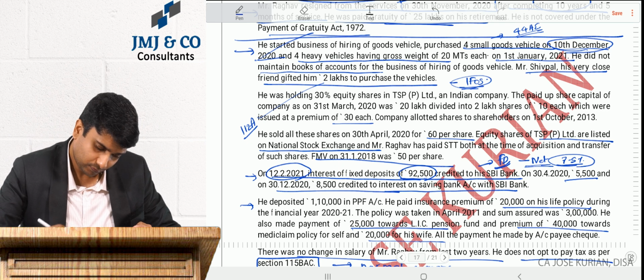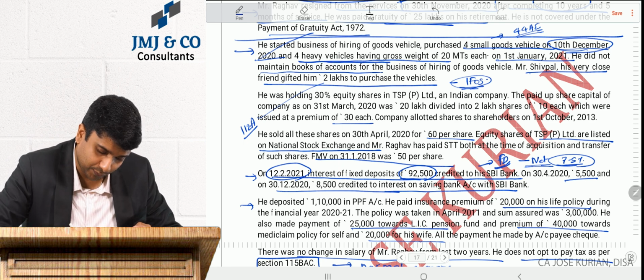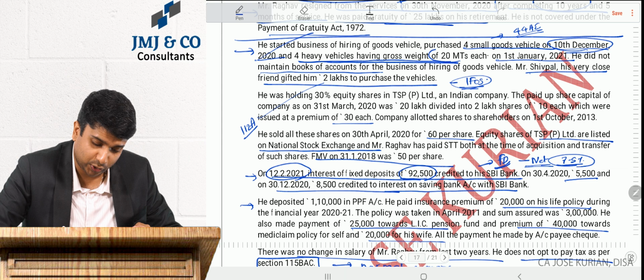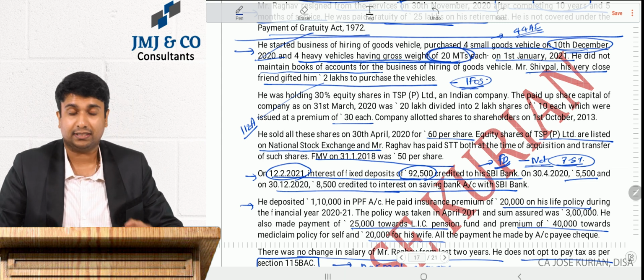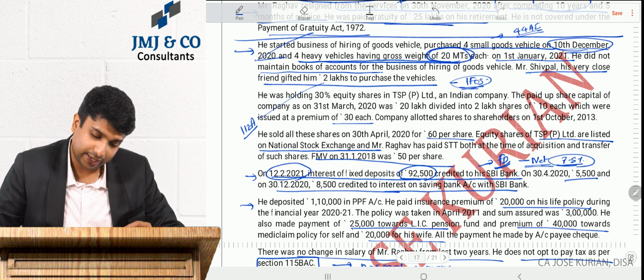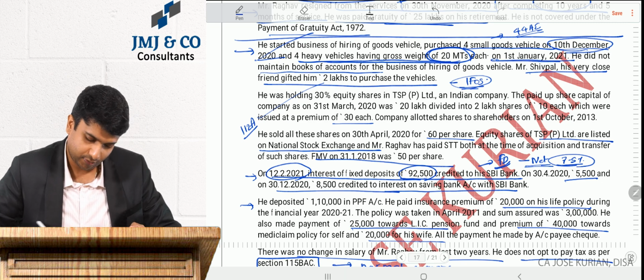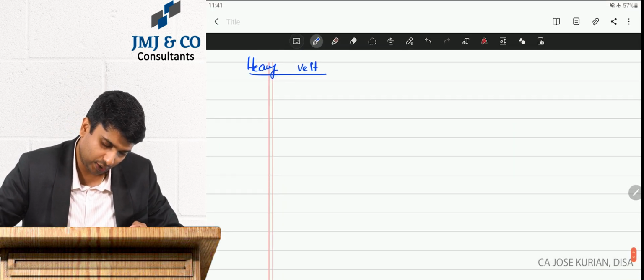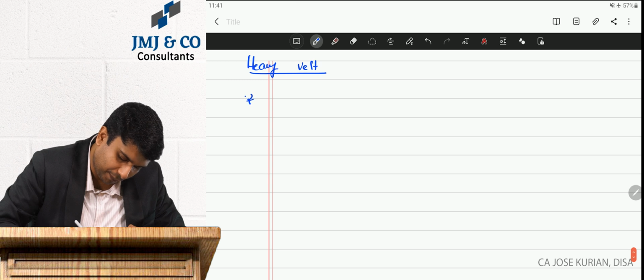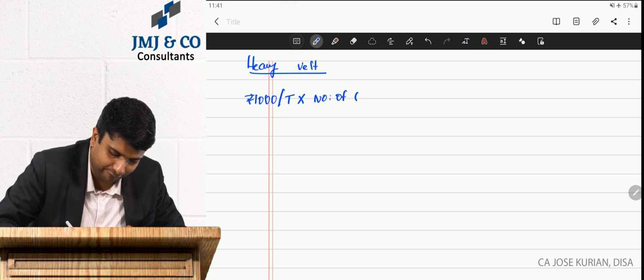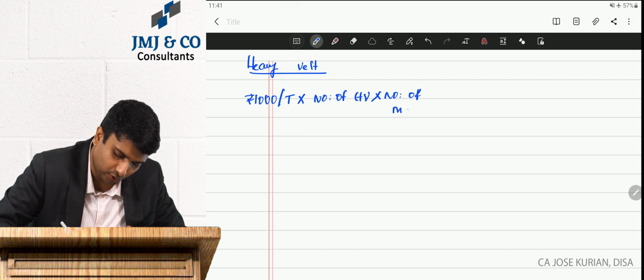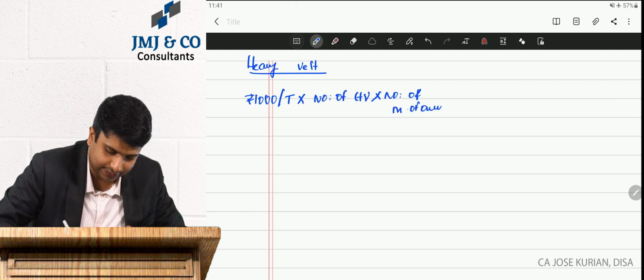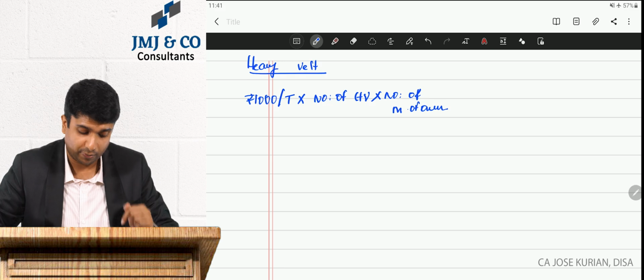It says he has 4 heavy vehicles as well, having a gross tonnage of 20 metric tons. So the tonnage capacity is 20 metric tons, and it is purchased on 1st January. Alright, so it is purchased on 1st January. So heavy vehicles, how to compute? Rupees 1,000 per ton into number of heavy vehicles into number of months of ownership. Here also part of a month should be treated as 1 month itself.